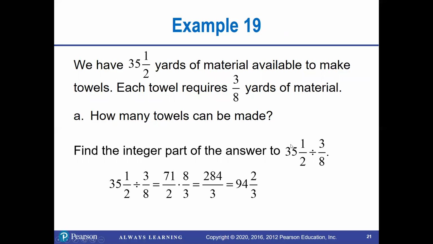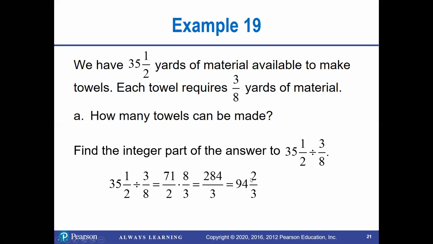When you do that, these mixed fractions change to improper. That would be 71/2. Remember, 2 times 35 is 70 plus 1 is 71/2. And then you multiply it times 8/3. Okay, so we're going to multiply. That's 284/3. In this case, is this going to be a good time to make mixed fractions? Yes, because they want to know how many towels are made. 284/3 doesn't tell you how many towels. So now you change it back into a mixed number.